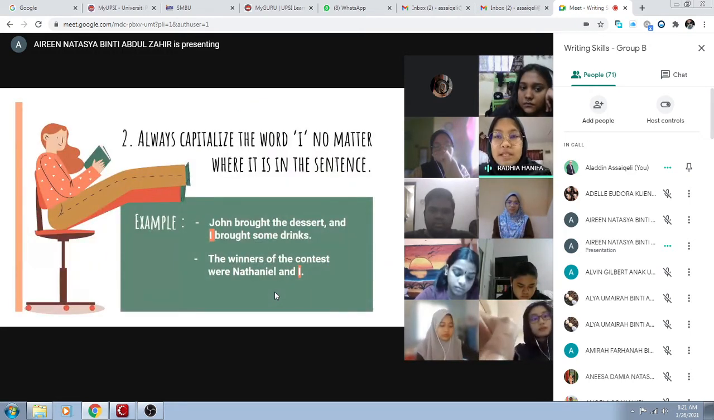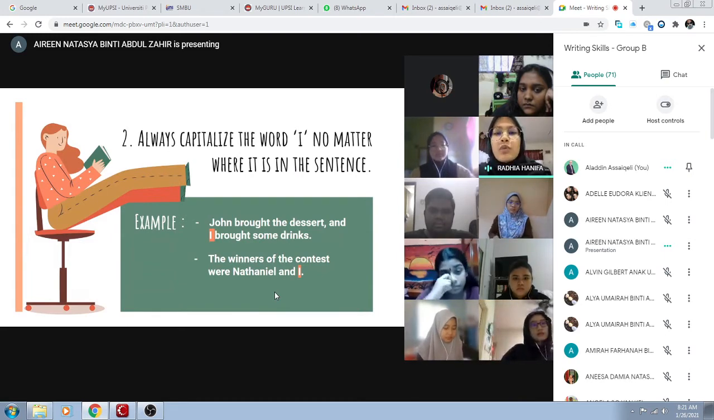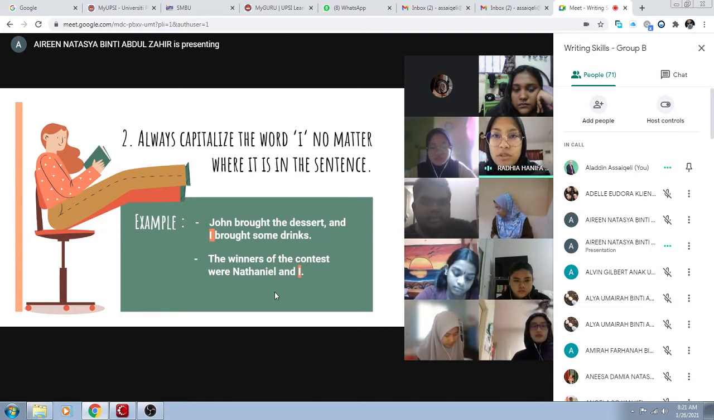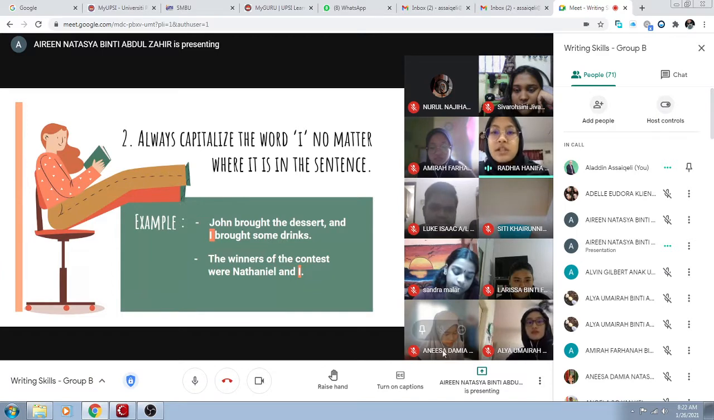Rule number 2, always capitalize the word I no matter where it is in the sentence. So since the word I is quite special, no matter where it is in the sentence, we need to capitalize it. For example, John brought the dessert and I brought some drinks. So even though it is in the middle of the sentence, we still need to capitalize it. Next, the winners of the contest were Nathaniel and I. So still, even though it is at the end of the sentence, we still need to capitalize it.